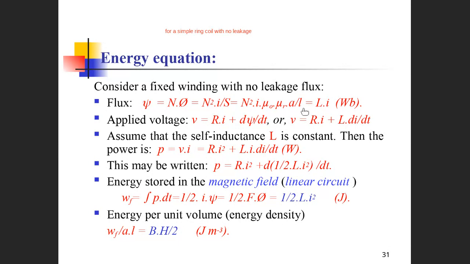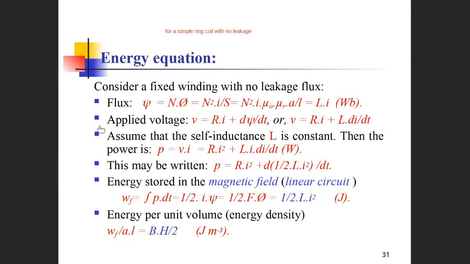Furthermore, for a simple ring coil, you can bring in parameters such as the cross-section area A and the length of the coil. Once again, this is the length of the coil rather than the wires, because maybe you do not use wires there. So this is the magnetic path. This is the relation between the inductance and the current.